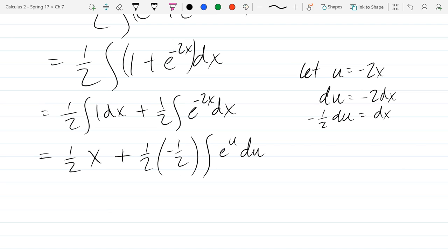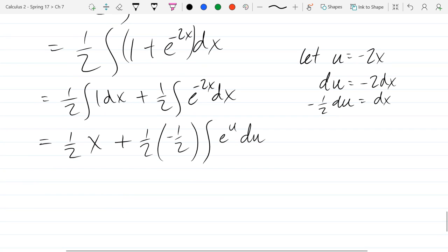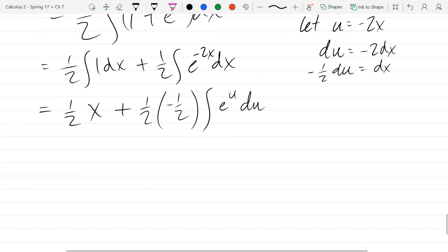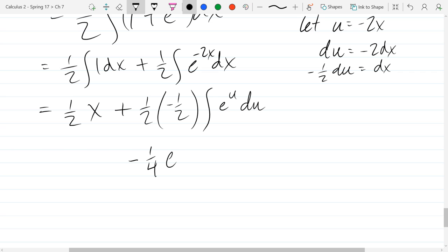So any u sub questions? And this is the easiest antiderivative, easier than any I can think of. What's the antiderivative of e to the u? e to the u. It's the only antiderivative that's itself. So we have negative 1/2 e to the u. We do need a plus constant.